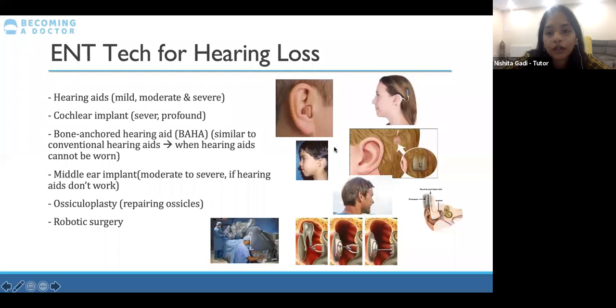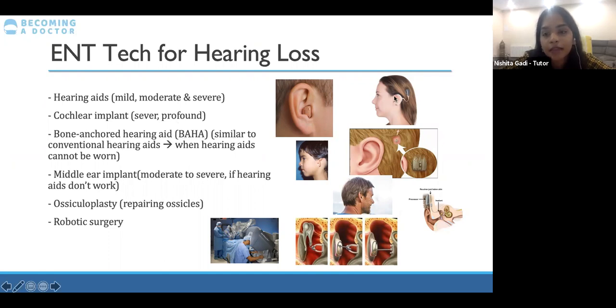You also have cochlear implants. As we mentioned before, you have a cochlear implant, and I won't go through the mechanics of that because we don't have enough time for that. But there's also a bone-anchored hearing aid. So this is also called BAHA.